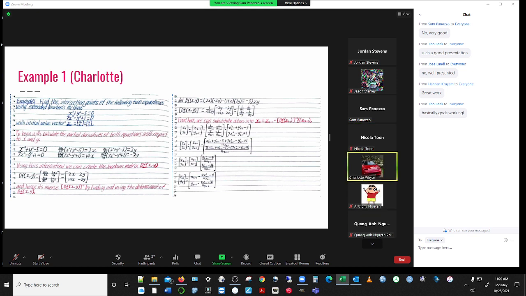I will give an example of the extended Newton's method. To begin, we need to guess an initial vector. So I just guessed 1 for both x of 0 and y of 0.